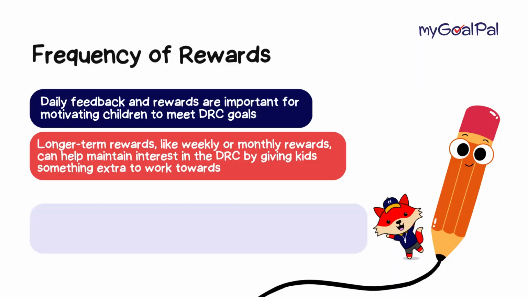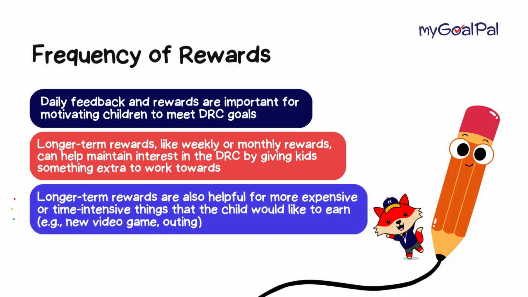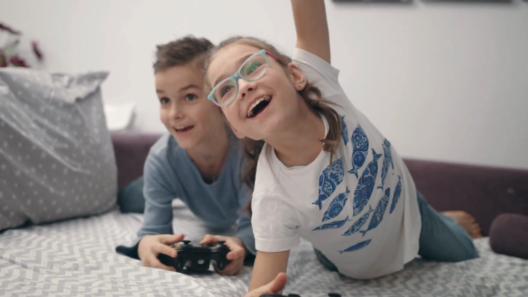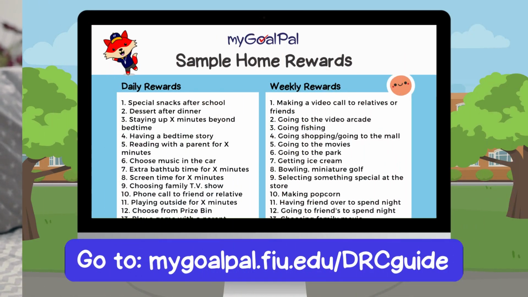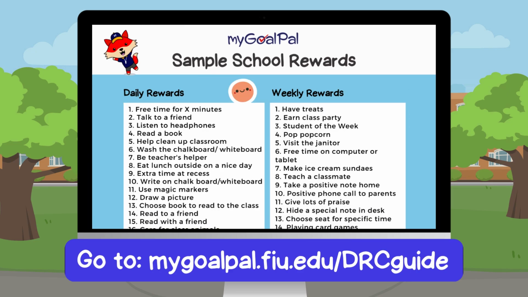Providing weekly rewards in addition to daily rewards can help children stay consistent with their behavior by giving them something extra to work towards. You might also consider even longer-term rewards, like a monthly reward to celebrate several successful weeks of the DRC. Longer-term rewards can be especially helpful for more expensive things that a child may want to work towards, like a new video game. Visit the link below for more examples of daily rewards, long-term rewards, and school-based rewards.